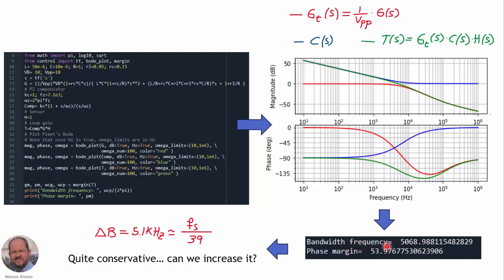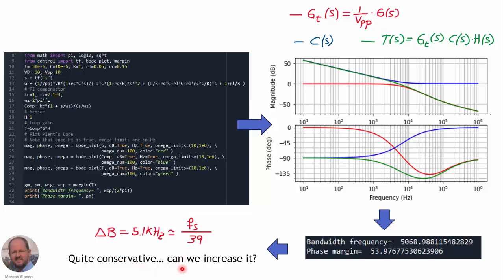So with this we get the information that we want. The bandwidth frequency is around 5.1 kilohertz and the phase margin is approximately 54 degrees. The switching frequency of our converter is 200 kilohertz. So we can get that the bandwidth that we have in our system is the switching frequency divided by 39, almost 40. So this is quite a conservative design.